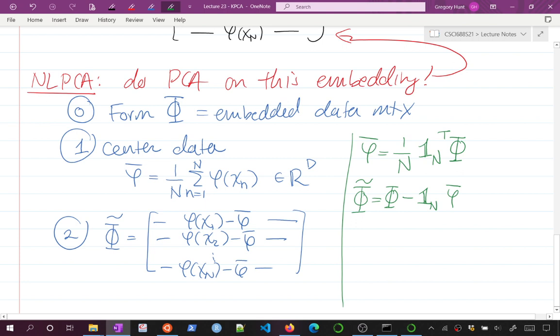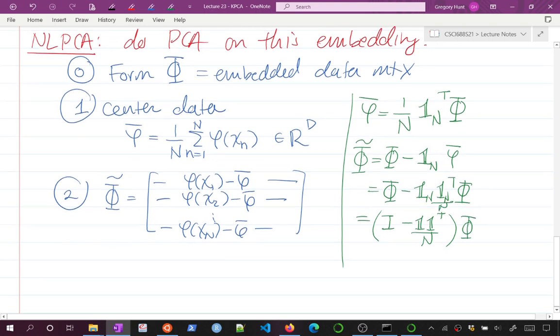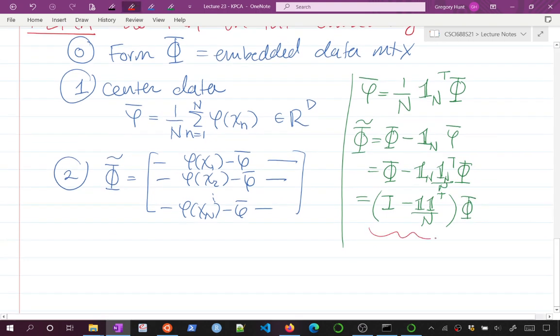Now this should correctly subtract that off, and you could write this as, of course, I could expand out what phi bar is. This would be minus 1n times 1n transpose times phi, or I could write this as the identity minus 1 times 1 transpose. Whoops, I'm forgetting an n here, aren't I? Got to divide by n here. Divide by n times phi. And this thing is called a centering matrix. And we're just going to call it Jn. This is our centering matrix.